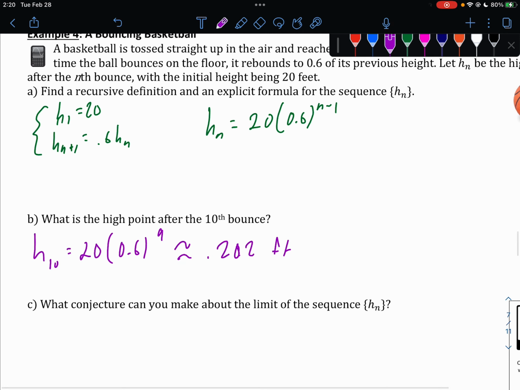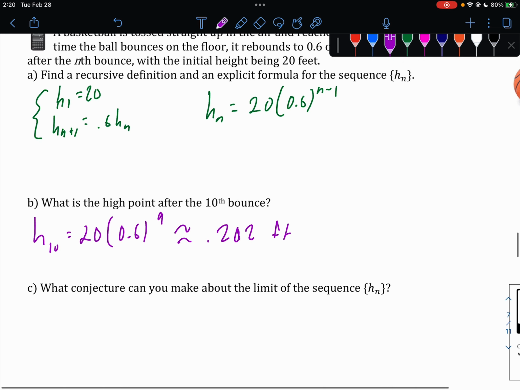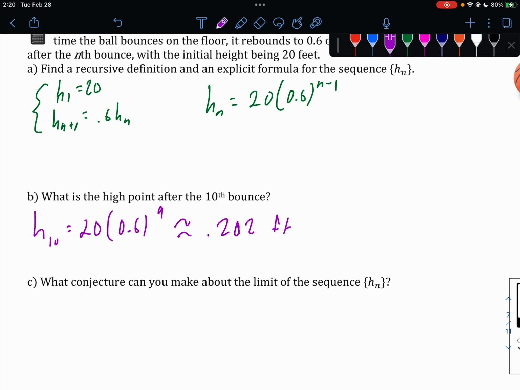All right, what conjecture can we make about the limit? Well, if it's going to keep being multiplied by 0.6, it's going to be getting smaller and smaller and smaller. So my conjecture is the limit as n goes to infinity of h sub n is going to go to 0.